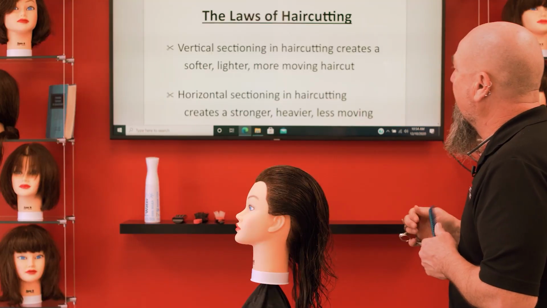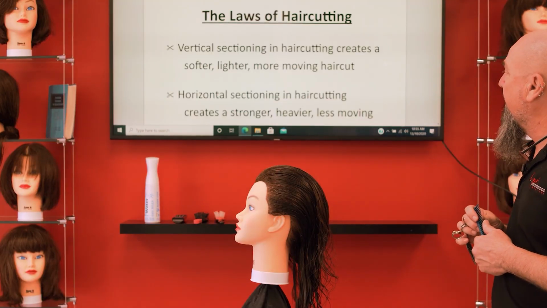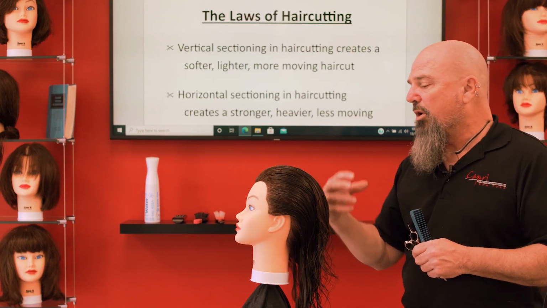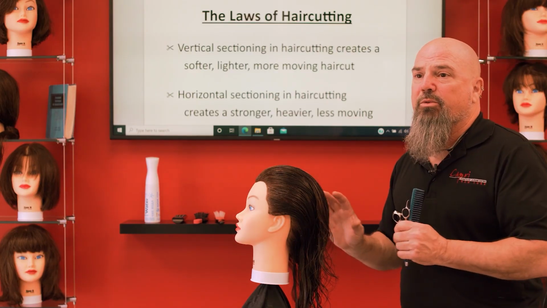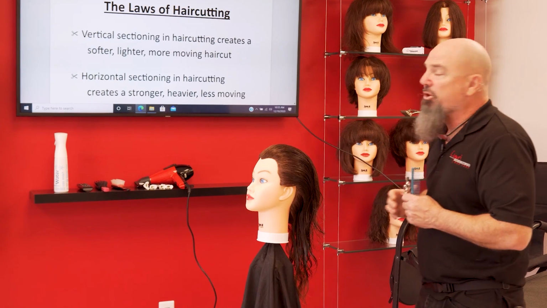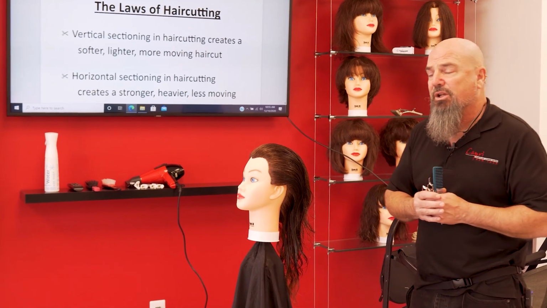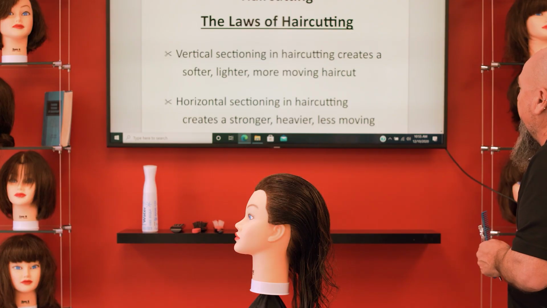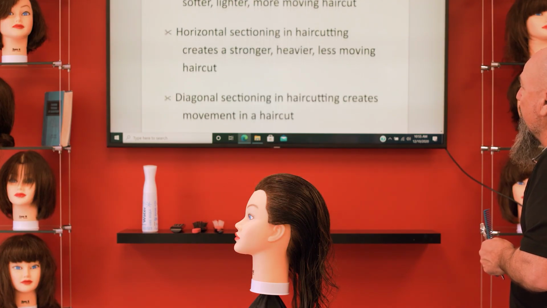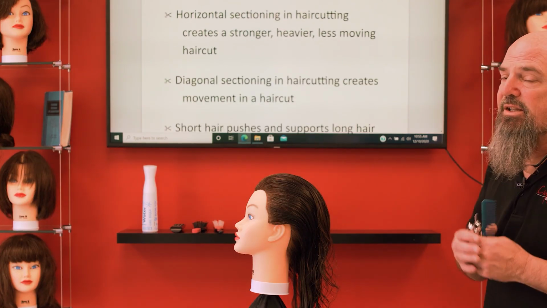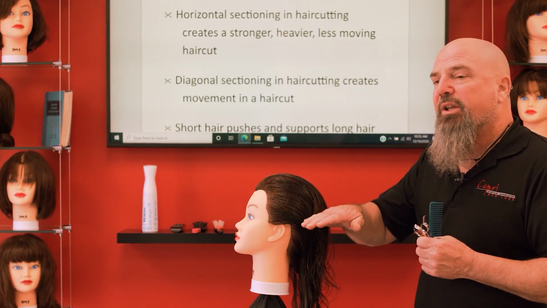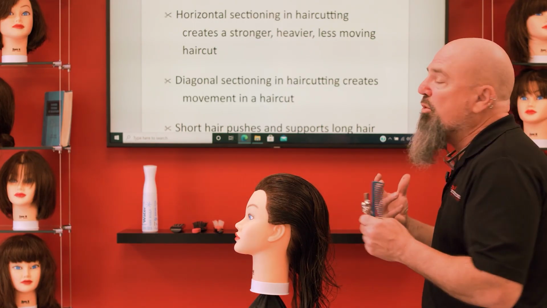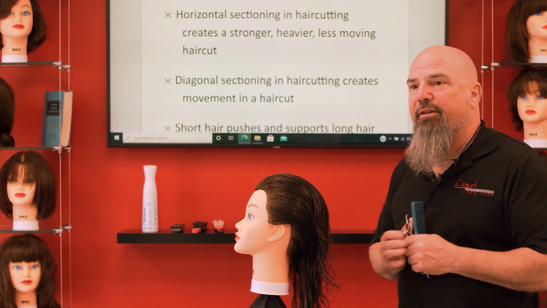So the first law of haircutting is vertical sectioning in haircutting creates a softer, lighter, more moving haircut. So if we're talking about a soft moving haircut, we're trying to achieve that. We're going to use vertical sectioning as opposed to horizontal sectioning. In turn, the next law of haircutting is that horizontal sectioning in haircutting creates a heavier, stronger, less moving haircut. So it's bulkier and heavier.